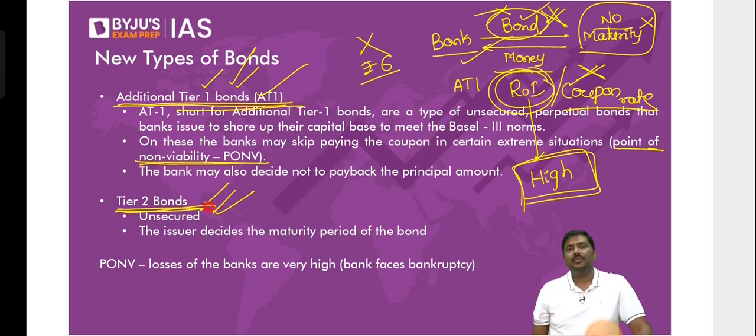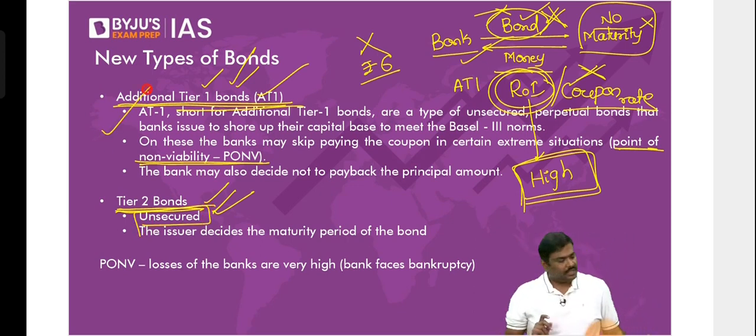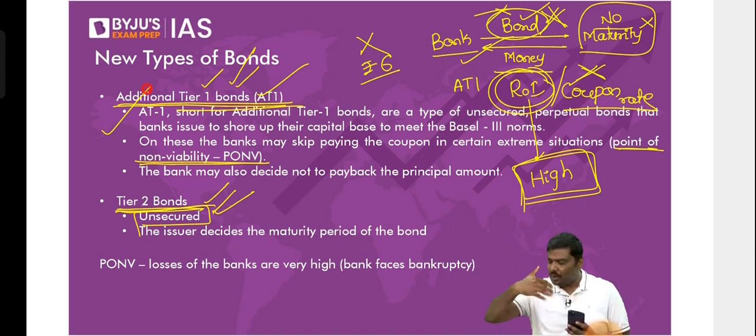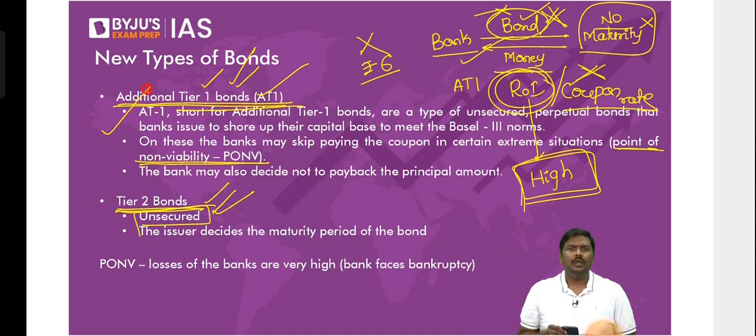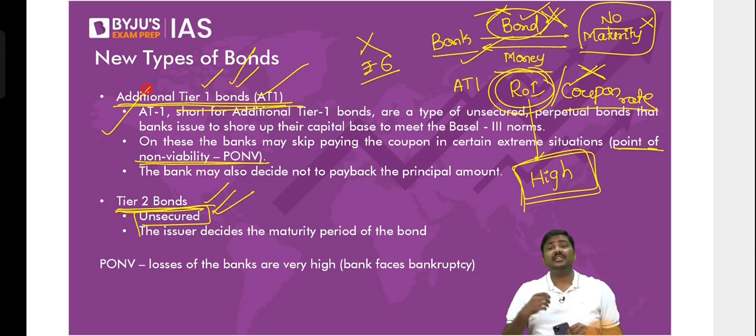What about tier 2 bonds? Tier 2 bonds are unsecured. For that matter, even AT1 bonds are unsecured. So what do you mean by unsecured? Let me start with a simple example. Imagine I take a loan from you. Imagine I borrow money from you. And when I borrow, I simply keep this mobile phone as a collateral, as a security. These are called secured loans.